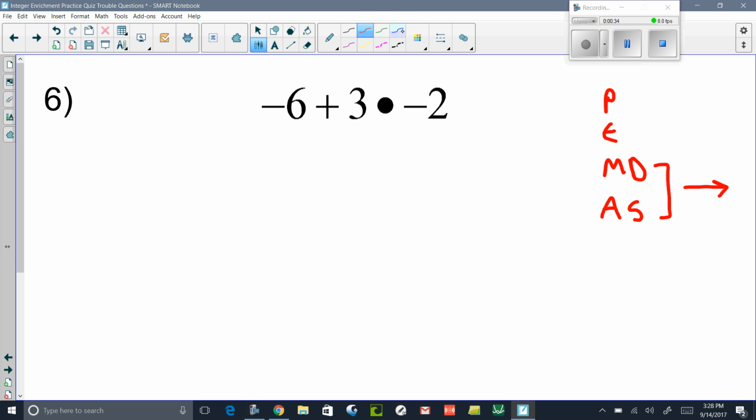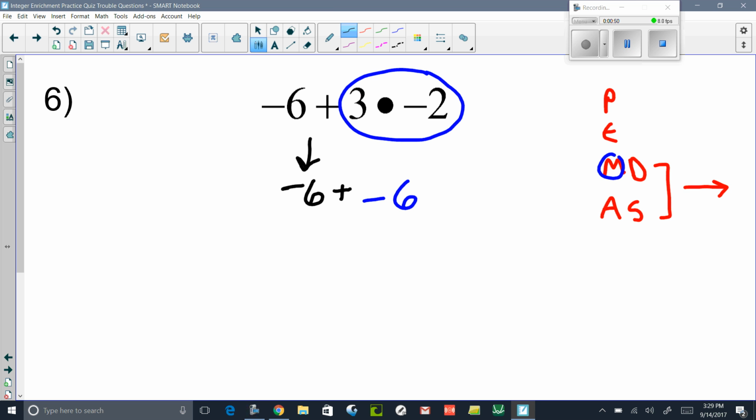So the first thing we have to do here is look at the multiplication, and multiplication is 3 times negative 2. A positive times a negative is negative, so we have negative 6, and we still have to carry this down. We're going to have negative 6 plus negative 6. Our rule for adding says if the signs are the same, as they are here, we have 2 negatives, we find the sum. So we're going to take 6 plus 6, which is 12, and we keep the sign. Negative 12 would be the answer for number 6.